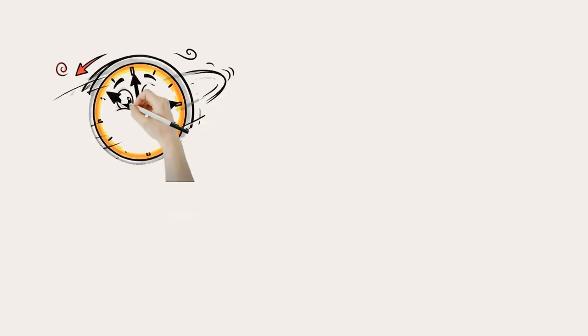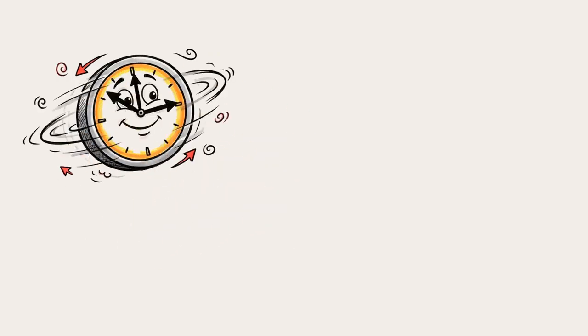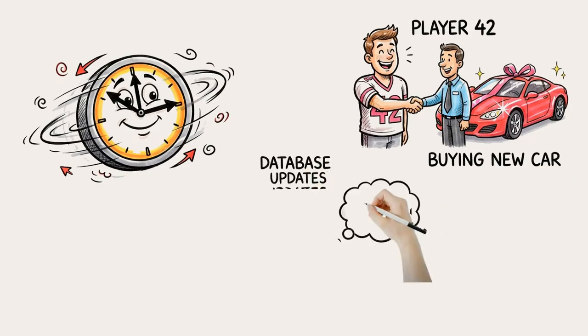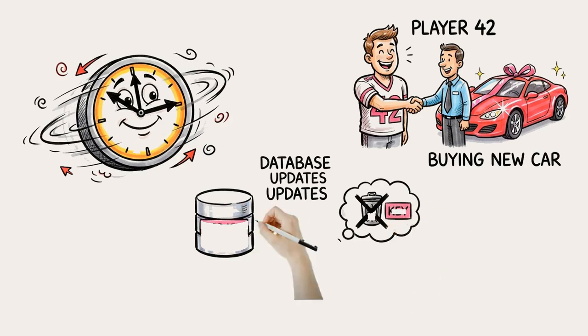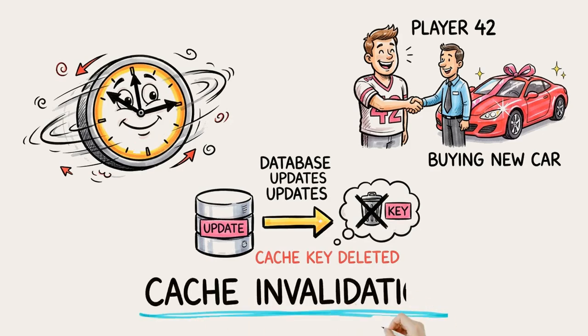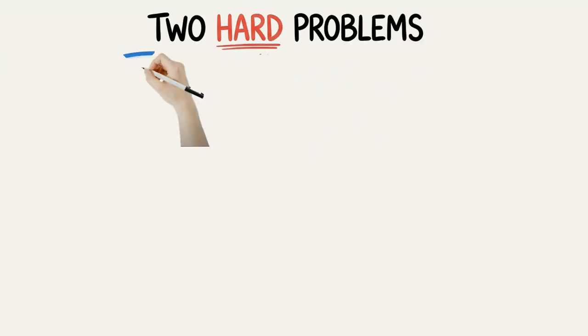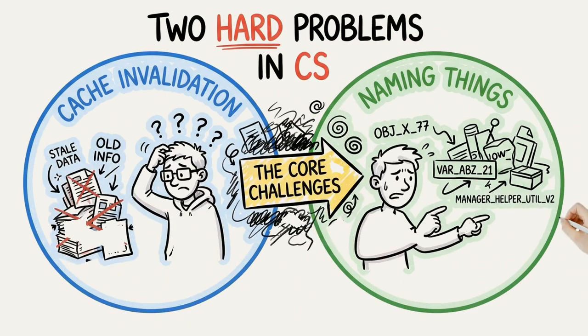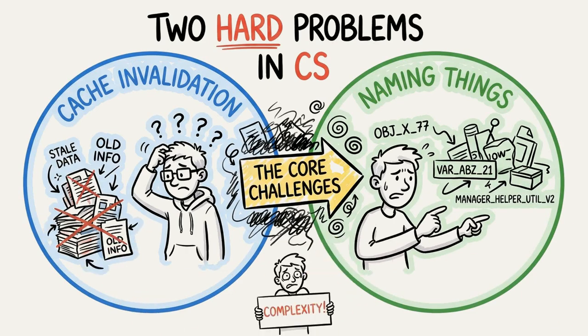And when something changes right now, you do not wait for a timer. Player 42 buys a new car. The app updates the database and then simply deletes his cache key. The very next read rebuilds it fresh. Update, then delete. That little dance is cache invalidation, and there's a running joke that it is one of the 2 genuinely hard problems in computer science, alongside naming things.